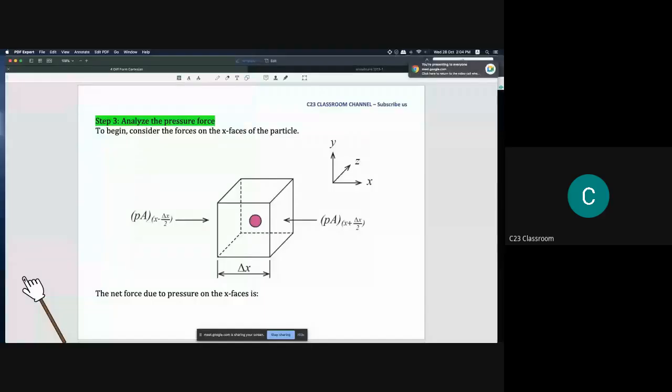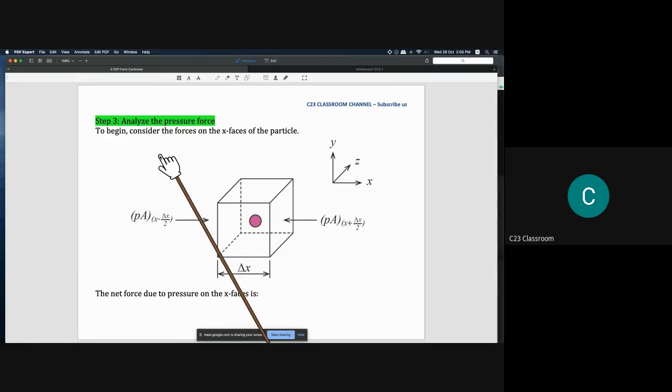Assalamualaikum and good evening, good afternoon. So we continue our class for the derivation of Navier-Stokes equation, the most important equation I think for this course. Now I try to recap a little bit from the previous class. So in step 3, we are going to analyze the forces.